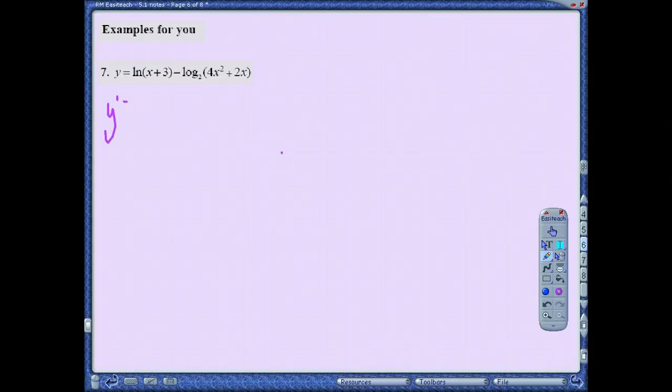Remember that when you're taking the derivative, they both have the same main piece. You're going to take 1 over what you're taking the log of times the derivative of what you're taking the log of. When you have log base e, it's just 1 over what you're taking the log of times the derivative of what you're taking the log of. When you take the derivative of a log base anything other than e, remember you start off with 1 over the natural log of the base you do have, times 1 over what you're taking the log of, times the derivative of what you're taking the log of.